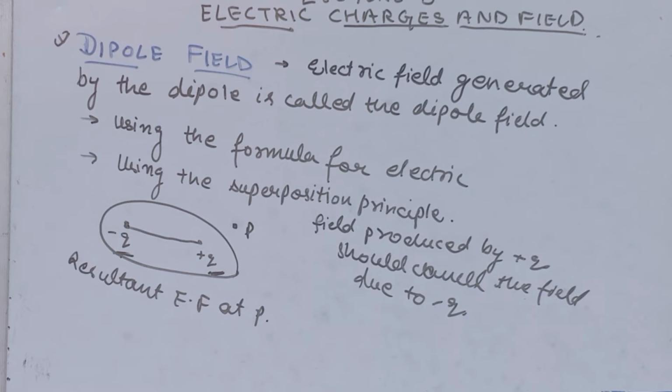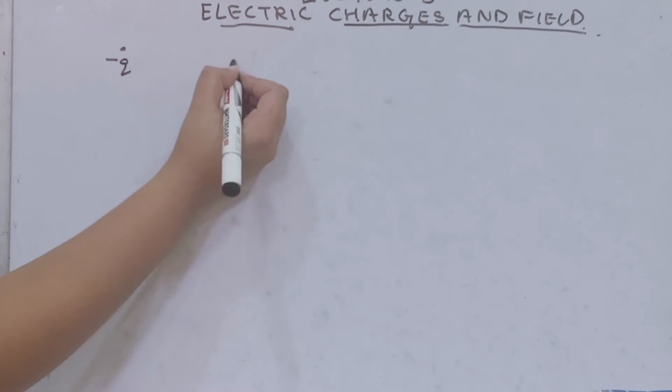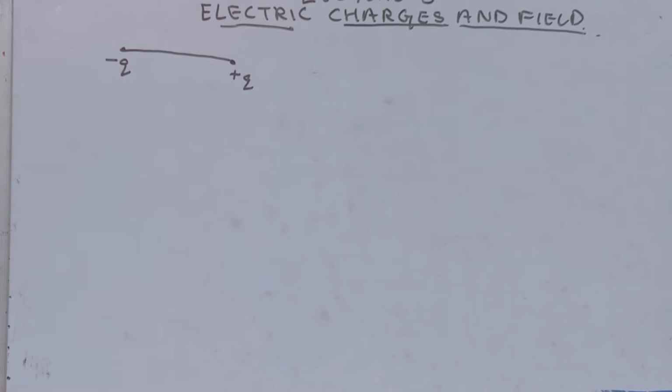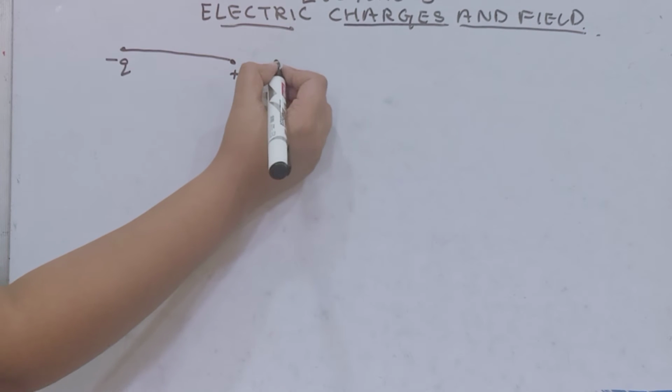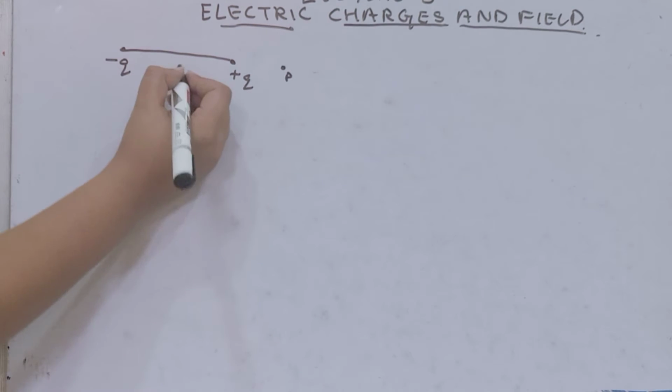But this is not the case. Let us see how. Let us examine why the electric field due to a dipole is not 0, or in which case we can have it equal to 0. Suppose this is minus q, this is plus q, and this is the distance between these two charges, and we have to find the electric field at a point, say, P. Fine. So this is 2a.